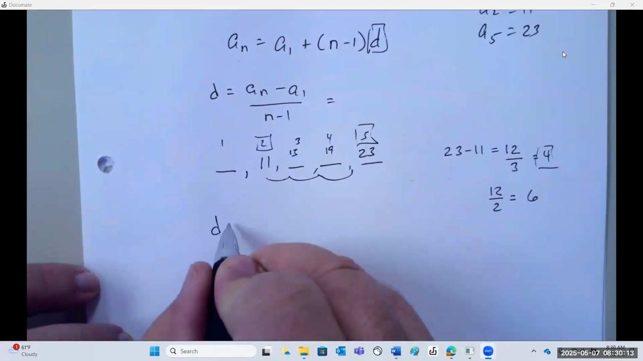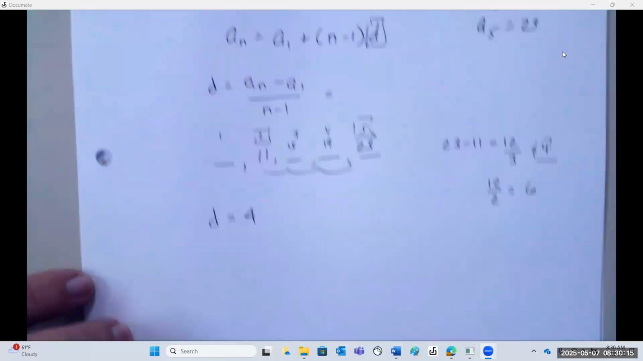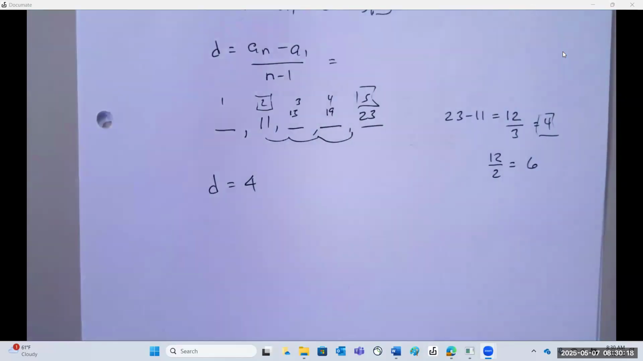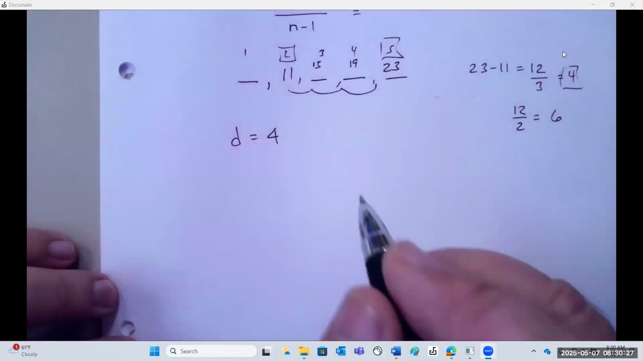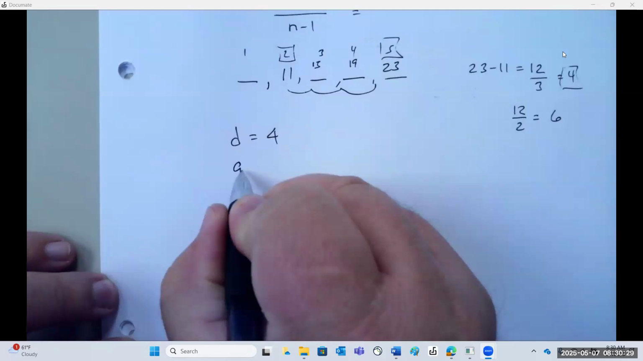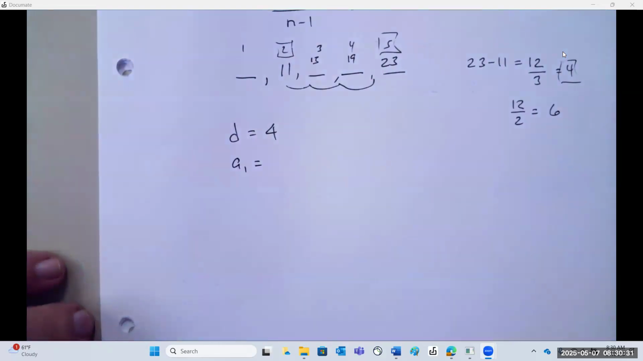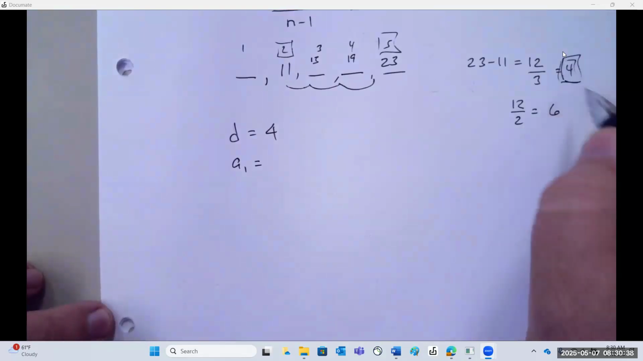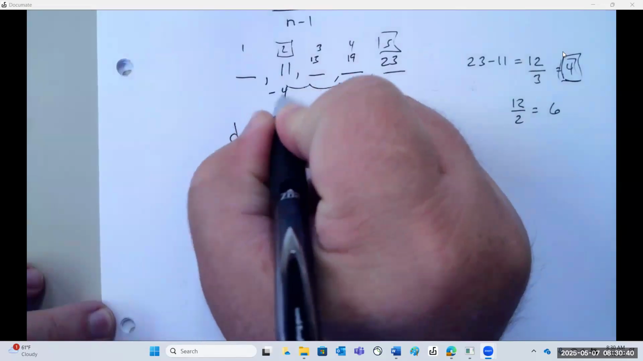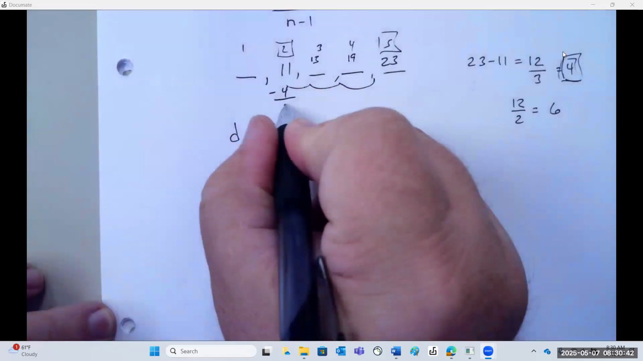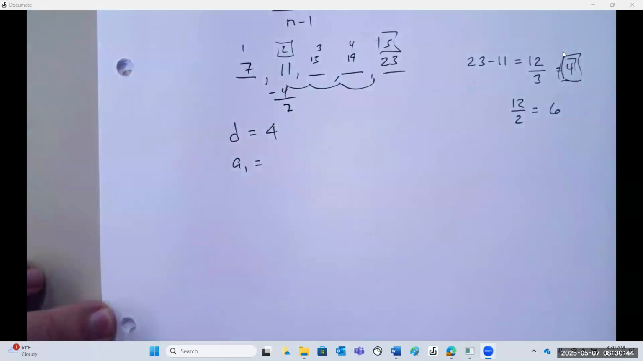So our D. We now know our D. Yeah, so that's the formula you use to find your D. You take the two numbers you know and divide by the difference between the two. It's pretty much the ratio of it, or the average. So do we know a sub 1? Can we find a sub 1? Yeah, since we know the difference is 4, if we take 11 minus 4, we get what? So that's got to be our first term.